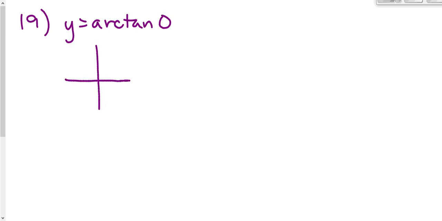Number 19. y equals arctangent of 0. The angle whose tangent is 0, something between negative 90 and 90. So it's another quadrantal. Since tangent is y over x, that would be 0 over 1. Sine over cosine, 0 over 1, that would be it. So it would be 0 radians.